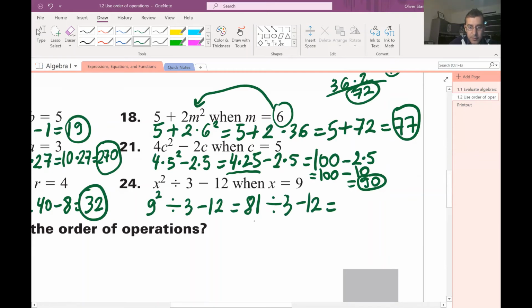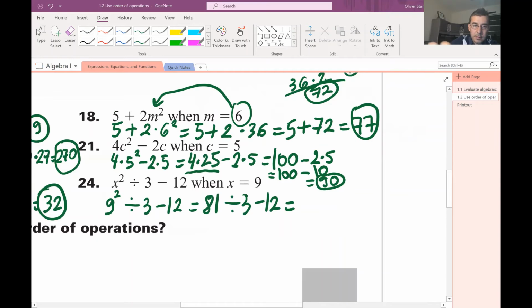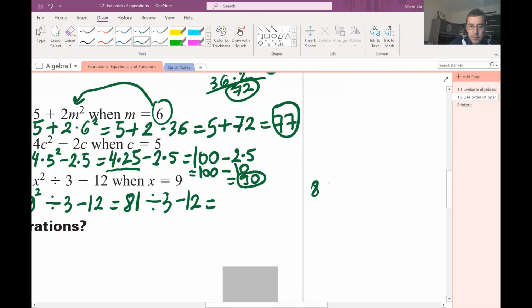So now we have division and subtraction. Division is the one that's going to be done first. So what is 81 divided by 3? So let's do it here on the side. 81 divided by 3. 8 divided by 3 is 2. 2 times 3 is 6. 8 minus 6 is 2. And this one, 21 divided by 3 is 7. So 81 divided by 3 is 27.